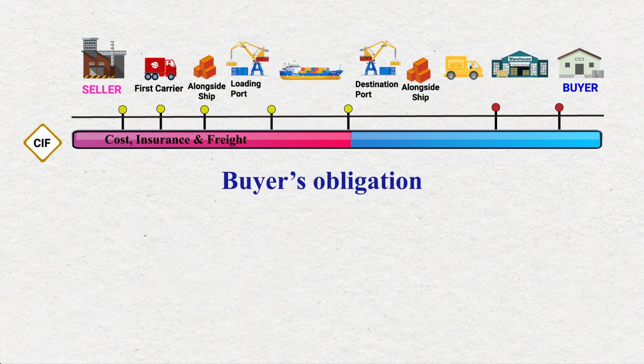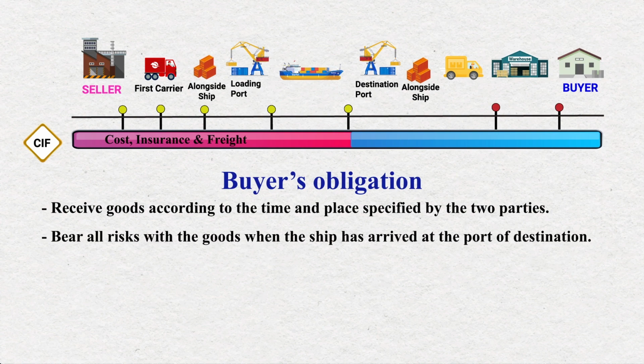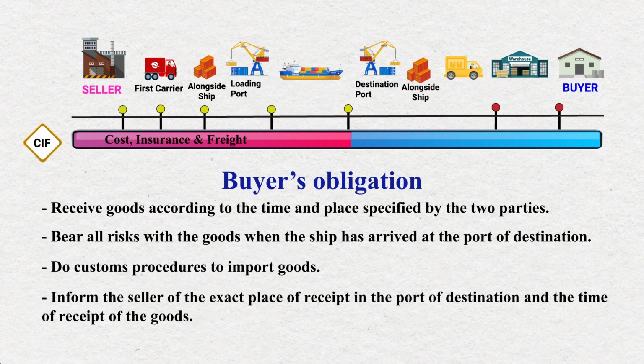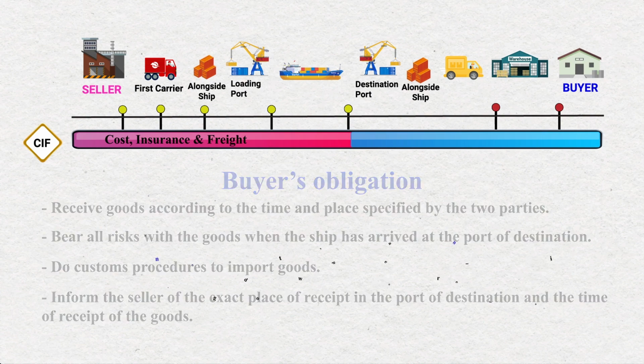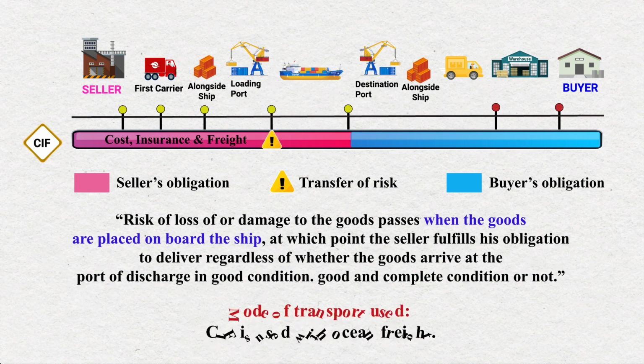Type C. Buyer responsibilities include receive goods according to the time and place specified by the two parties. Bear all risks with the goods when the ship has arrived at the port of destination. Do customs procedures to import goods. Inform the seller of the exact place of receipt in the port of destination and the time of receipt of the goods. Risk of loss of or damage to the goods passes when the goods are placed on board the ship, at which point the seller fulfills his obligation to deliver regardless of whether the goods arrive at the port of discharge in good and complete condition or not. CIF is used with ocean freight.